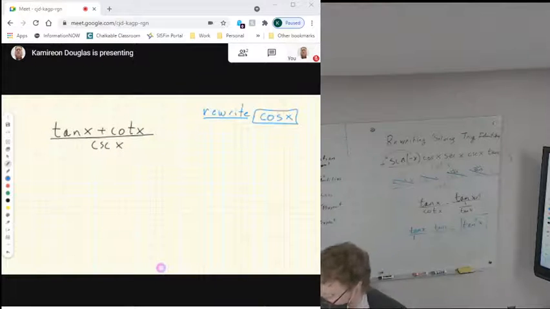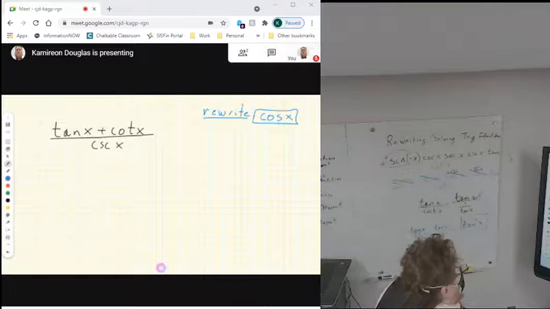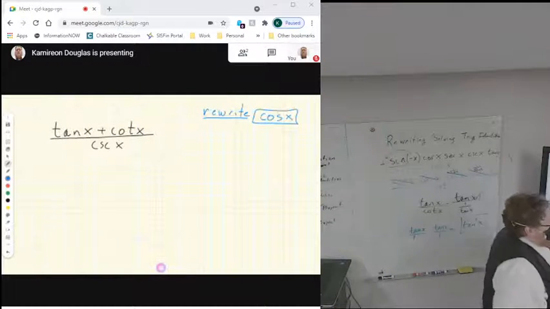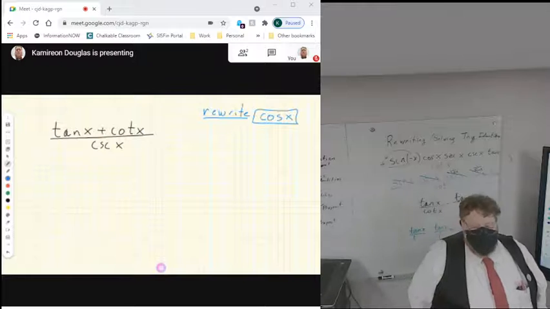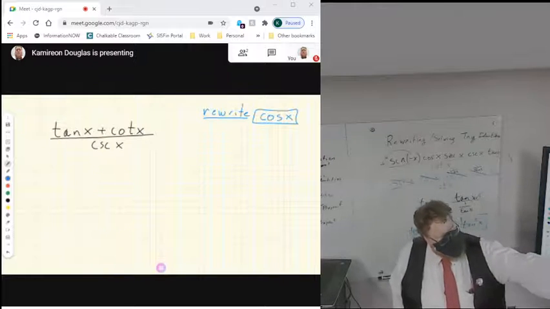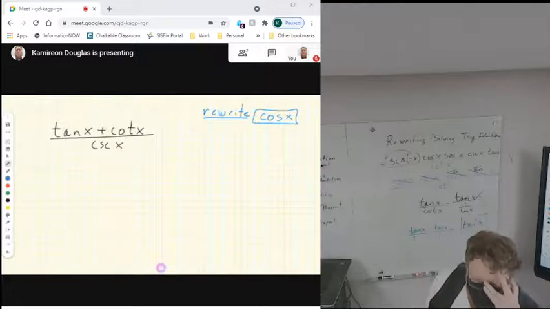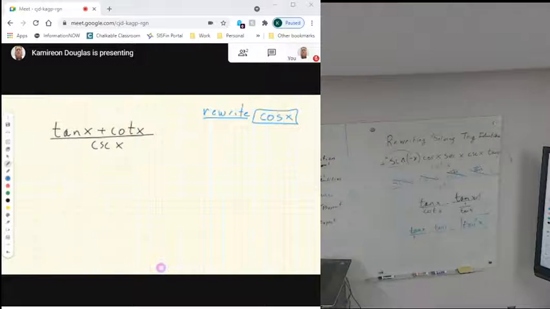Otherwise, my goal is to only have cosine in this problem. Let's talk about some steps. Here's our problem: tangent of x plus cotangent of x, all over cosecant of x. My first goal, following similar steps to over there, is to look at my solution and make sure I'm guiding myself to it. I want to have only cosines in it.